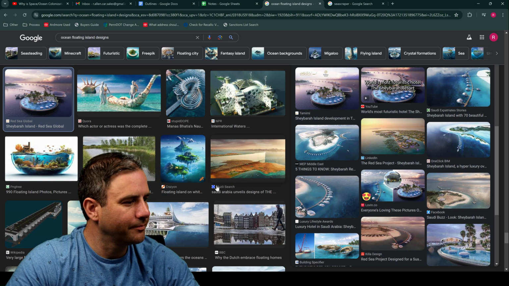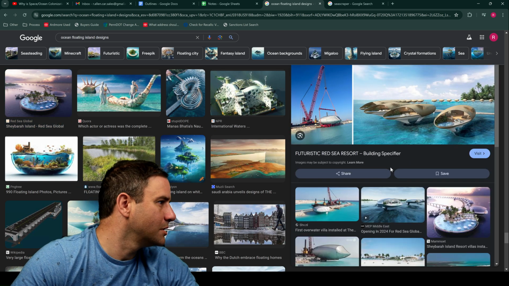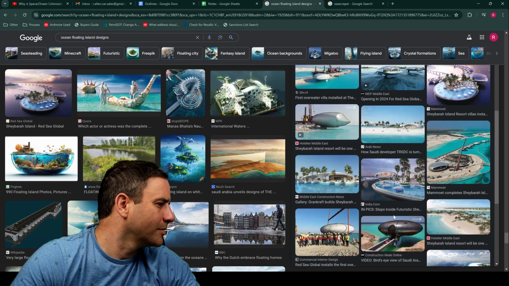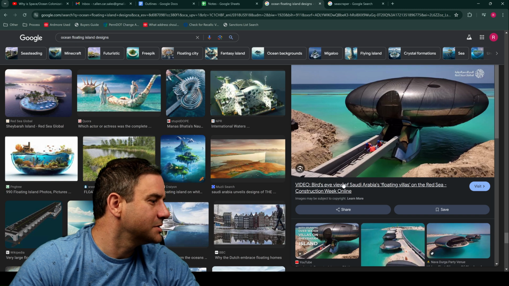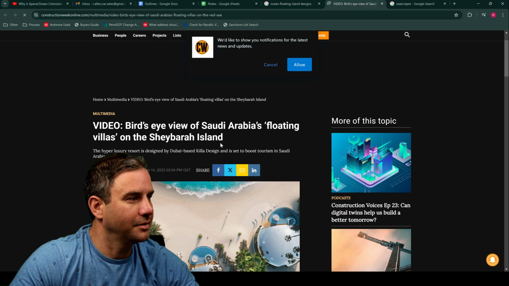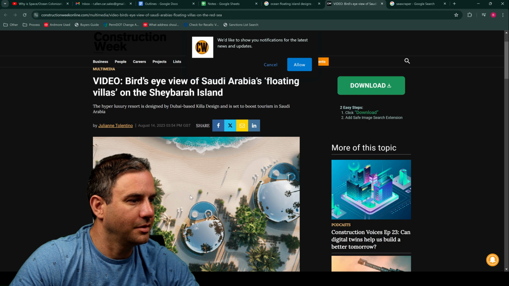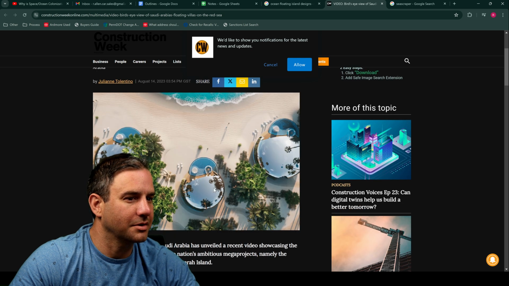I like it. What's this? Oh, they actually built that? Wow. Oh my gosh. Wow. Floating villas on the Red Sea. Let's click that. Oh my gosh, they're like reflective steel?